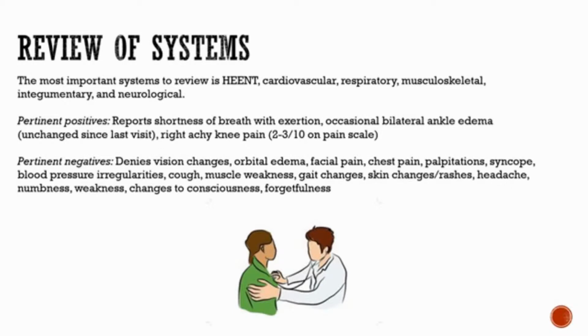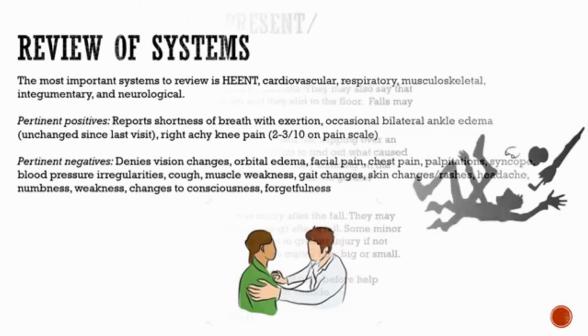Pertinent positives on the review of systems included the reporting of shortness of breath and the right aching knee pain. She has occasional bilateral ankle edema, which is unchanged and is normal for her. It has not worsened. Pertinent negatives include denies any vision changes, orbital edema, facial pain, chest pain, palpitations, syncope, blood pressure irregularities, cough, muscle weakness, gait changes, skin changes or rashes, headaches, numbness, weakness, changes to consciousness, or forgetfulness.